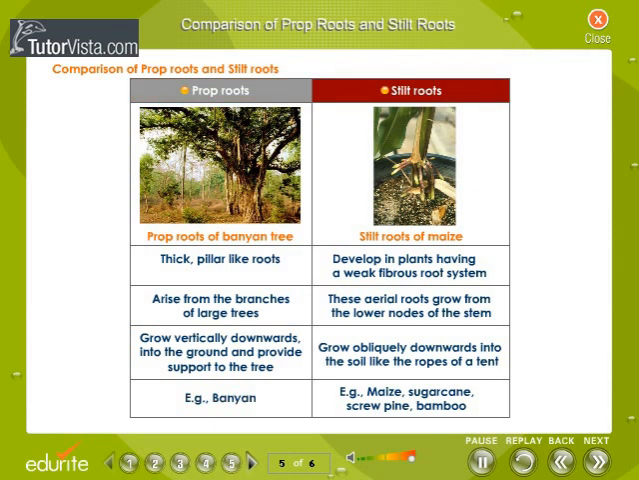Stilt roots. Stilt roots develop in plants having a weak fibrous root system. These aerial roots grow from the lower nodes of the stem. These roots grow obliquely downwards into the soil, like the ropes of a tent. Examples of stilt roots are maize, sugarcane, screw pine, and bamboo.